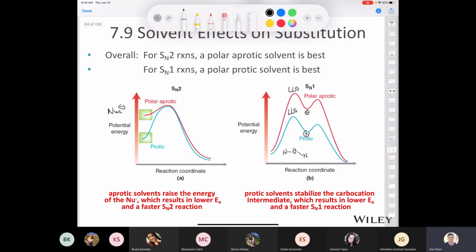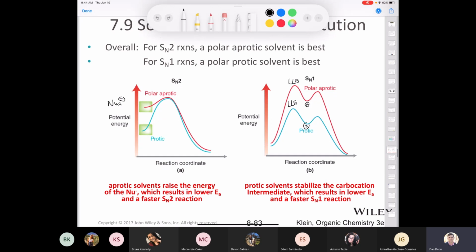So all the protic solvent can do differently is that it can stabilize the cation and the anion, and therefore it lowers the activation energy to produce the carbocation intermediate. So you see how it's a little bit different, but the idea is still the same.